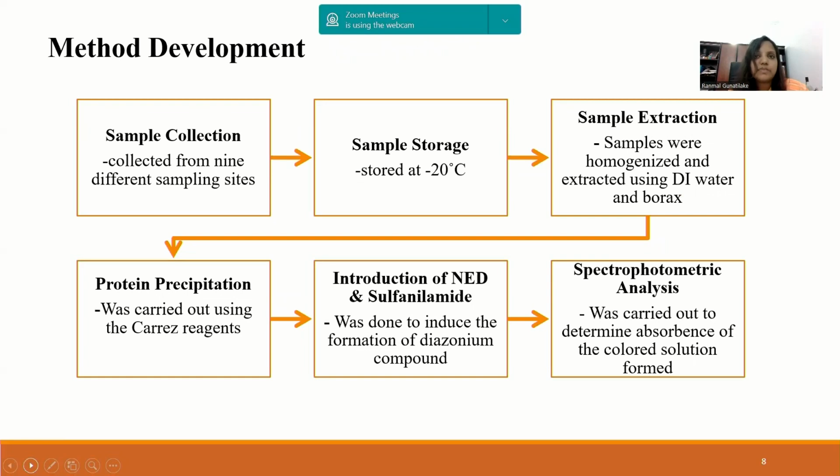Method development involved 6 major steps. First, samples were collected in triplicates from 9 different sampling sites, and then they were stored at minus 20 degrees Celsius prior to the analysis. The samples were then homogenized and extracted using DI water and borax solution. Following the extraction, protein precipitation was carried out using the Carrez reagents to minimize interferences that may occur during the analysis. Afterwards, sulfanilamide and NED were added to induce the formation of the diazonium compound, following which the absorbance of the colored solutions was measured using UV visible spectrophotometry.